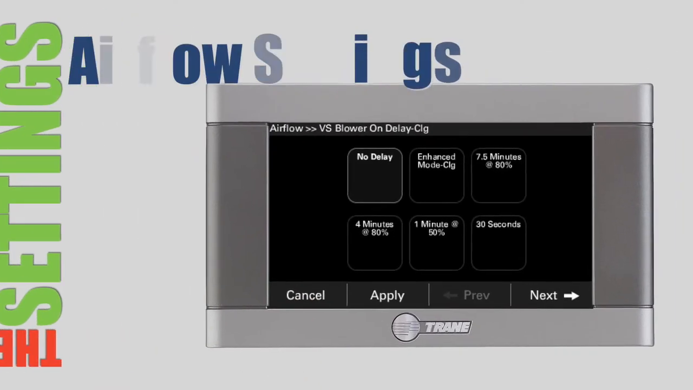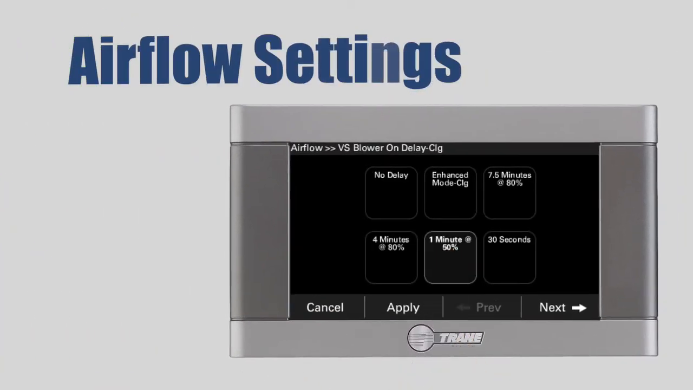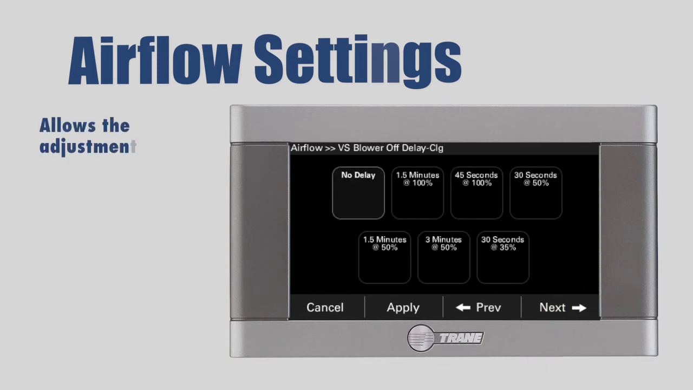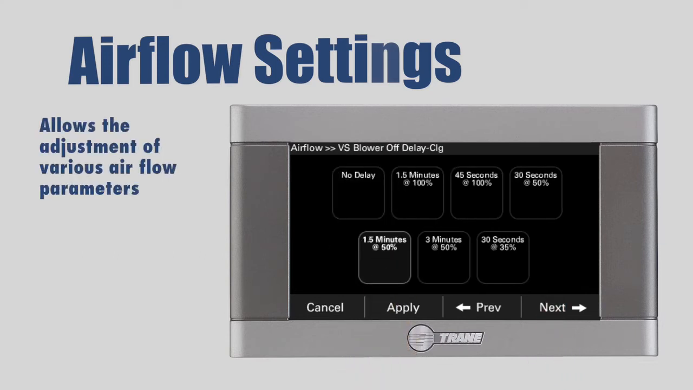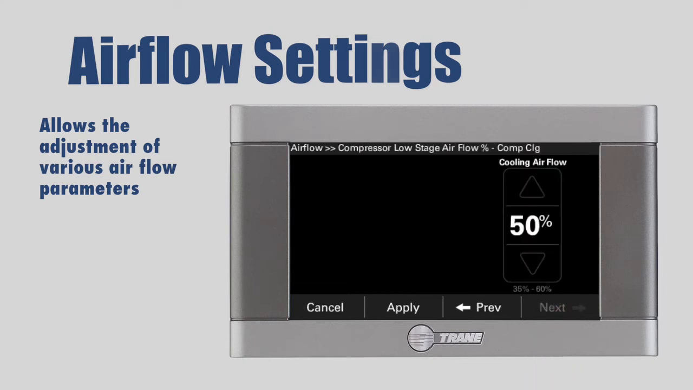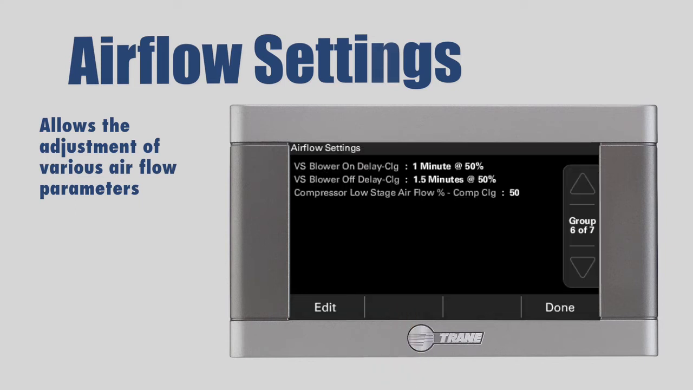Press Edit and select the desired variable speed blower on delay. Press Next and select the desired variable speed blower off delay, and then press Next. Now set the compressor low stage airflow percentage and press Apply and review your settings.